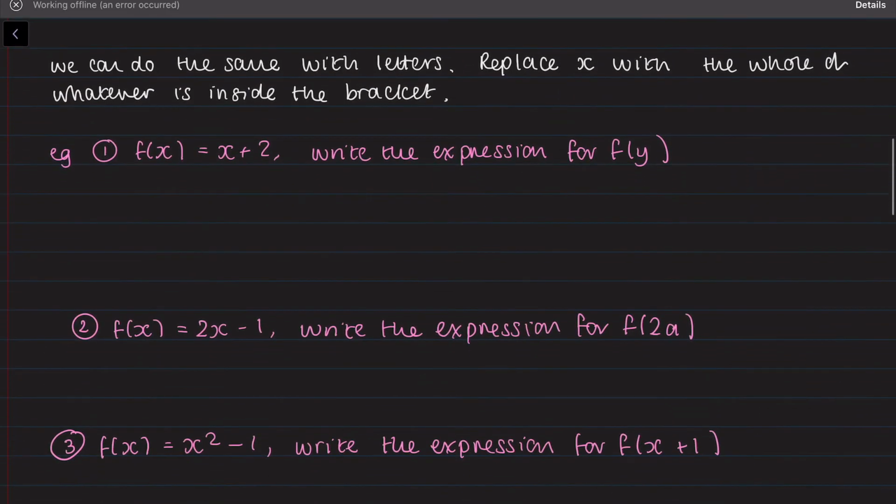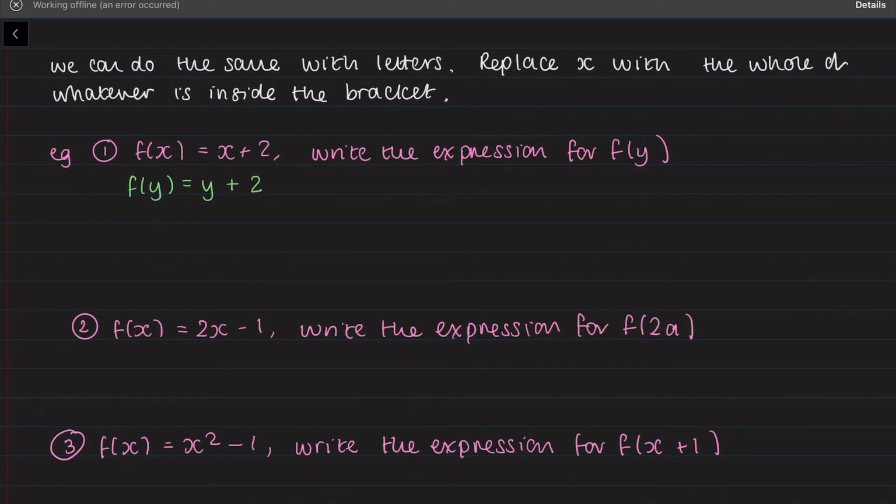Now we can do the same thing with letters rather than numbers. Anywhere I have an x, I replace with my new algebraic expression inside the bracket. So let's look at example 1. If I have f of x is equal to x plus 2, I need to find the expression for f of y. So all I need to do is replace everywhere I have x with y. So I end up with f of y equals y plus 2.